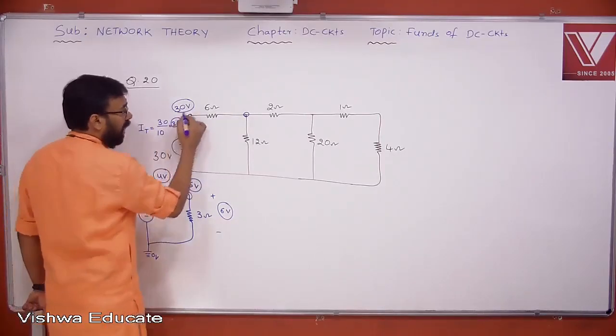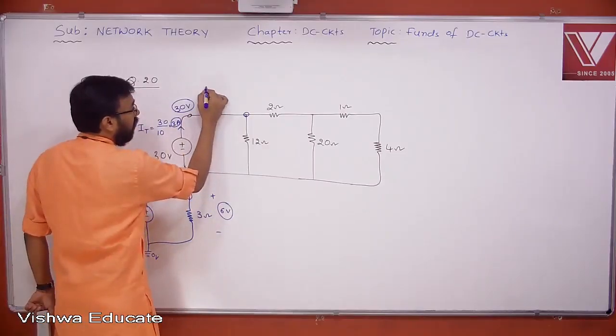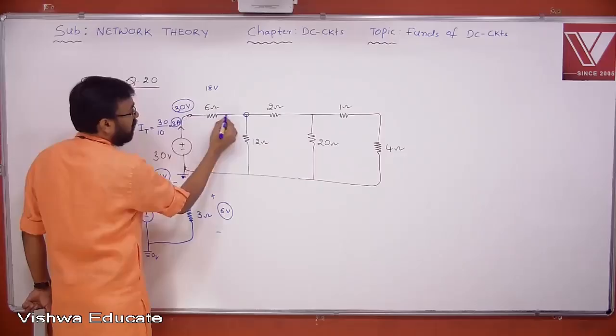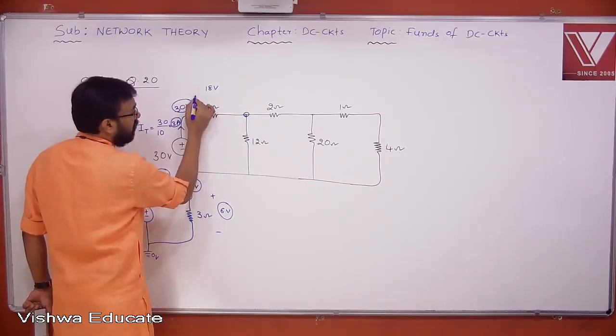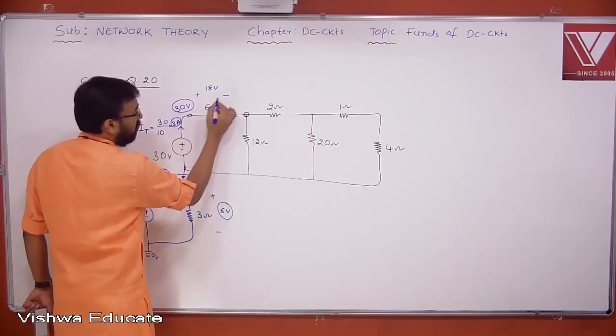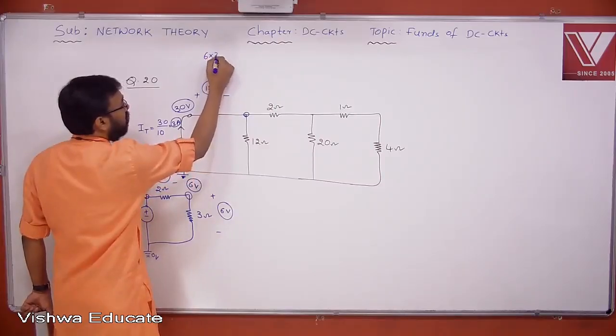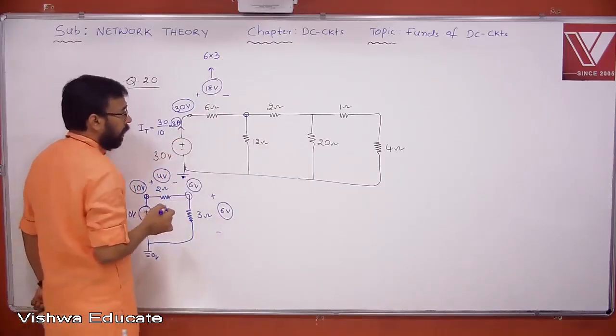Understand? Now 3 into 6, 18 volt. What are the polarities here? Current direction will decide the polarities in the passive element. This is plus, this is minus. Yes or no? How you got it? 6 into 3. I am just writing all the details here.